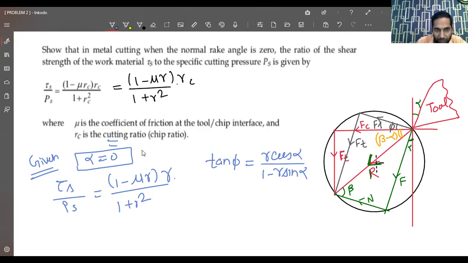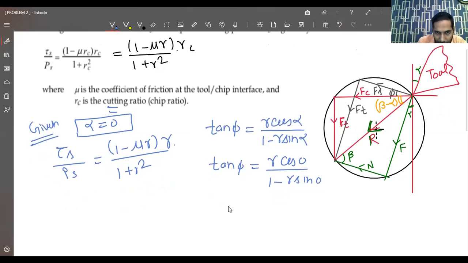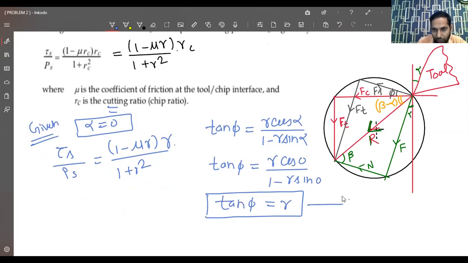Clear? So now I can put here alpha is equal to 0. When I put alpha is equal to 0, it will become tan phi is equal to r cos 0 upon 1 minus r sin 0. So it becomes tan phi is equal to r. So this is our equation number 1. Clear? So I can put here r is equal to tan phi. We do not have any problem when I put the value of r is equal to tan phi. Clear? Now just start doing some fundamental work.